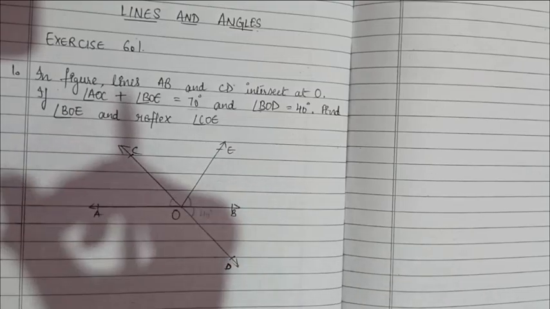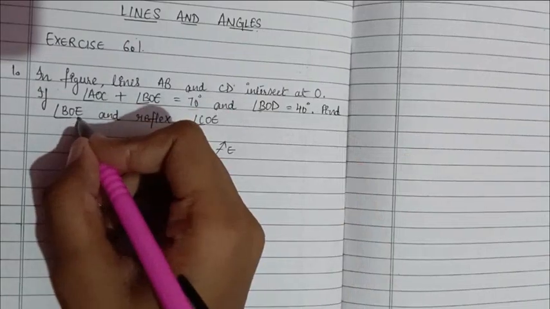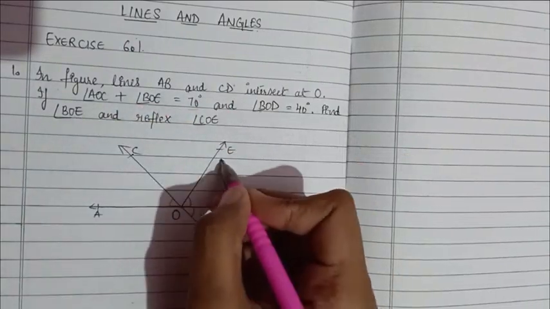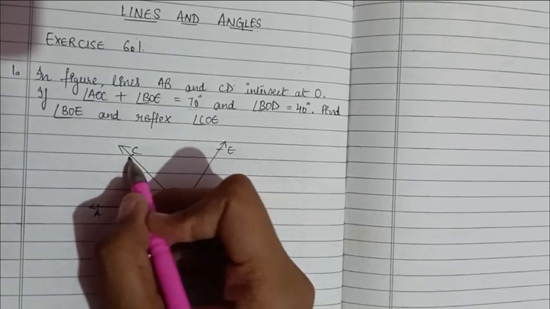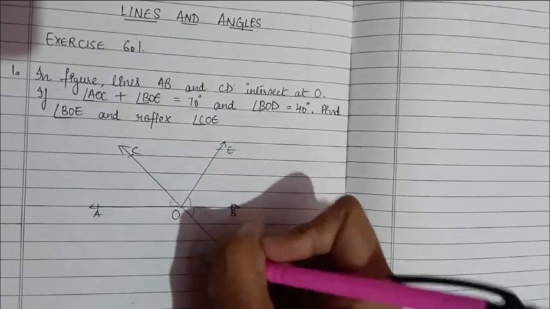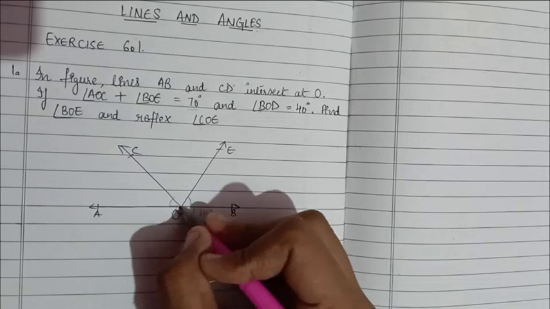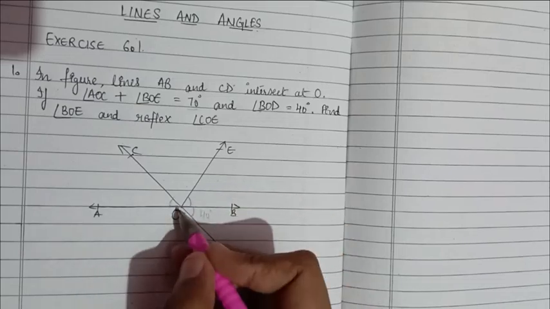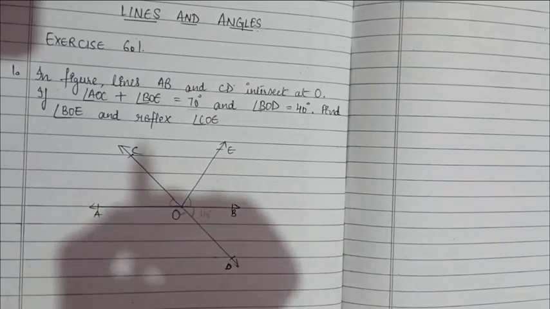Now what we have to find is angle BOE and the reflex of angle COE. This is COE, but the reflex of this will be somewhere here like this. We have to find this angle. So let's find them one by one.